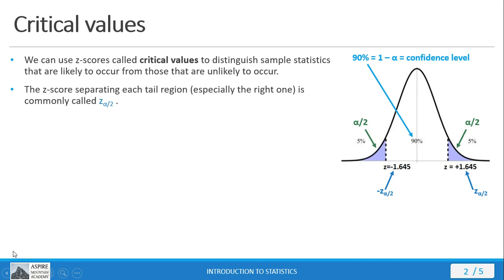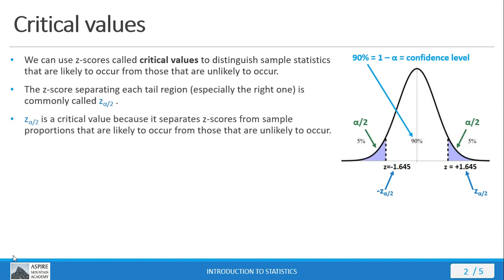So z alpha over 2 in this particular example here are z-scores of plus and minus 1.645. Because you've got half of alpha on the left and half of alpha on the right, you have two boundary regions for your tails. So there's one boundary here and there's one boundary here. And these boundaries, the z-scores that correspond with those boundaries, are your critical values. So whenever you have a two-tailed critical region, you're going to have two critical values.